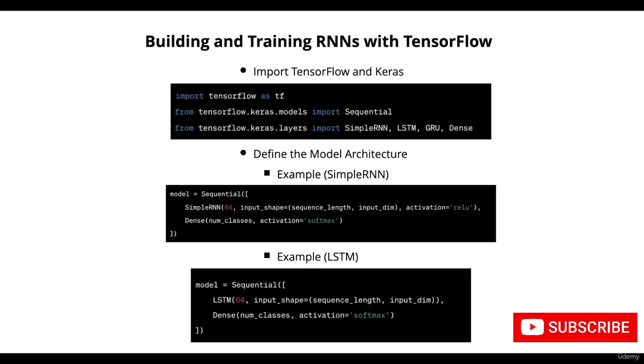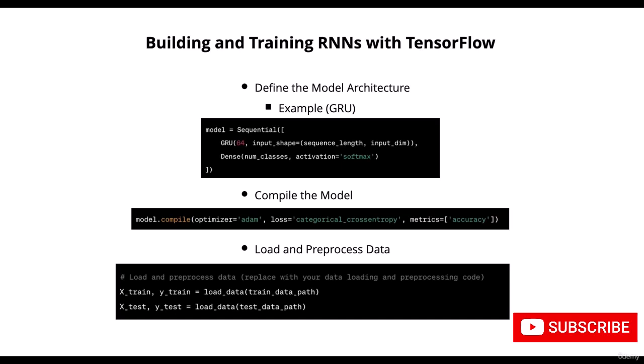Next example using LSTM is you just call the LSTM method, pass the parameters 64 and input shape equal to sequence length and input dim. It doesn't need the activation, and pass the Dense as num classes and activation equal to softmax here. Next, using GRU, you can call the GRU function, same as LSTM, and it looks exactly the same, just the name of the function is different.